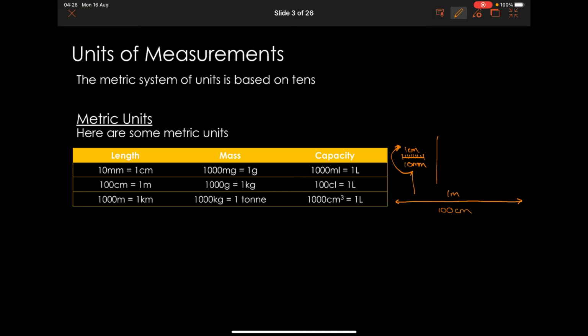If you went for a walk and you walked 1 kilometre, it's quite far. That's 1,000 metres. That's 1,000 of these. So you must try and visualise like that, because if you can, it'll make your life a lot easier.